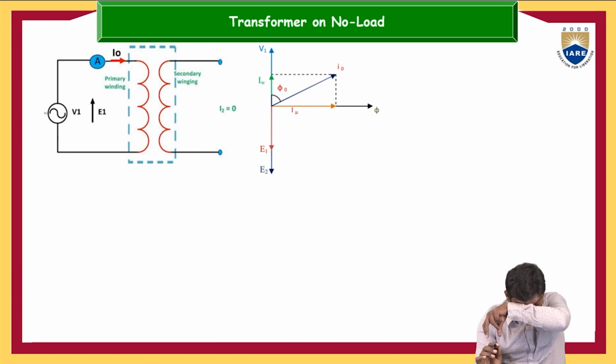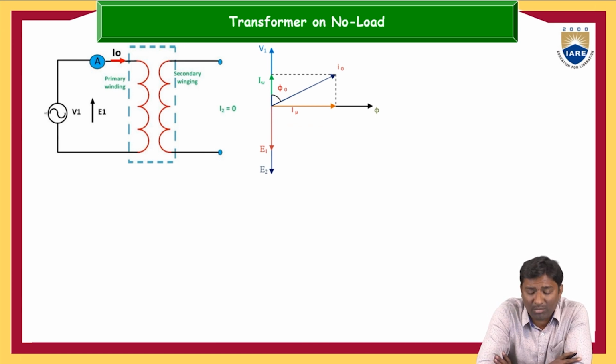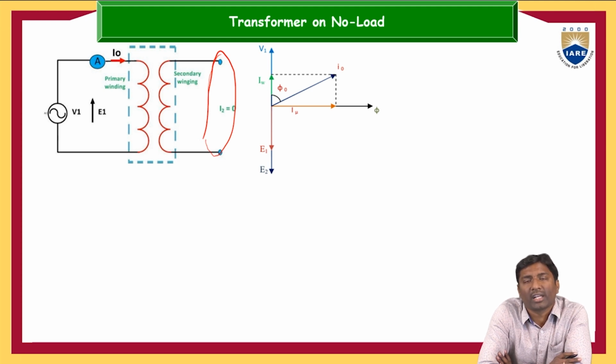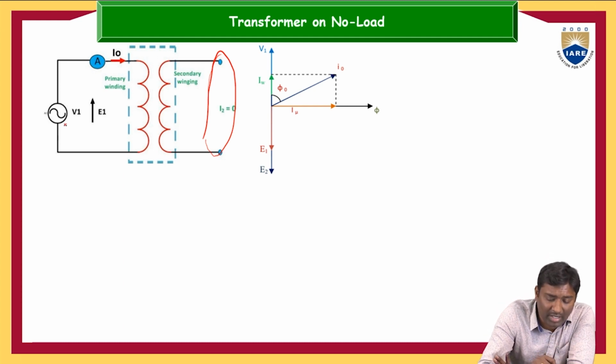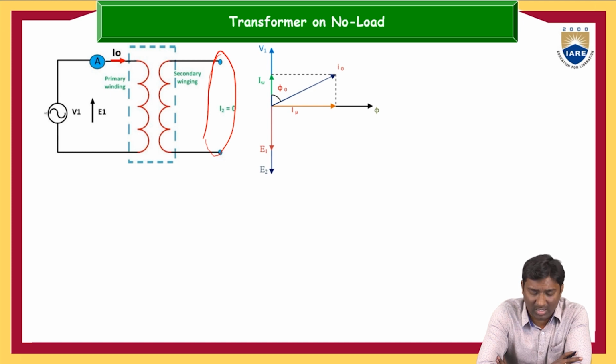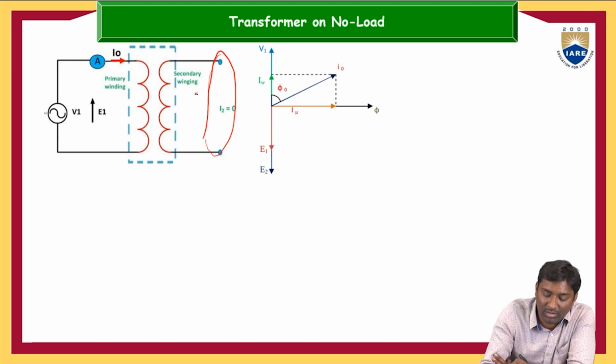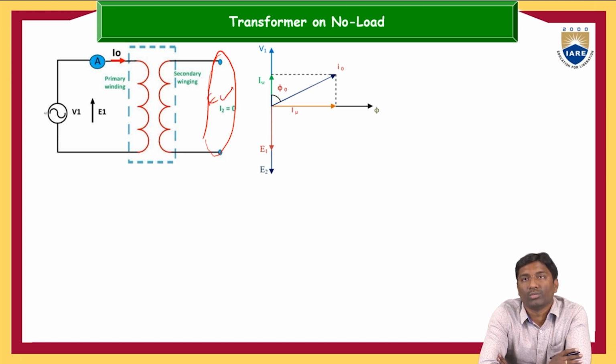Next, the transformer under no load condition. Transformer under no load condition means the secondary winding of the transformer is open circuited, meaning we are not connecting any type of load to the secondary winding. So the current I2 is equal to 0. Then we give the supply to the primary winding. The primary winding supply produces the no load current I0. That no load current I0 sets up the flux in the primary winding. That flux is linked with the secondary winding, and we get the induced EMF E2.